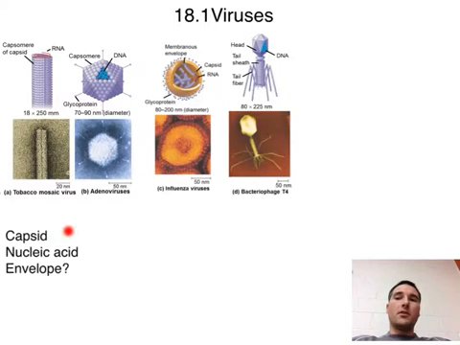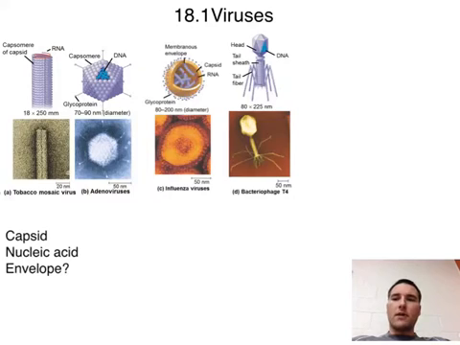That capsid will be surrounding some form of a nucleic acid, so that could be DNA, either double-stranded or single-stranded DNA in there, or it could be RNA, either double-stranded or single-stranded RNA. Could be inside of a virus, so we have a nucleic acid surrounded by a protein, and on some viruses we have something we call an envelope.